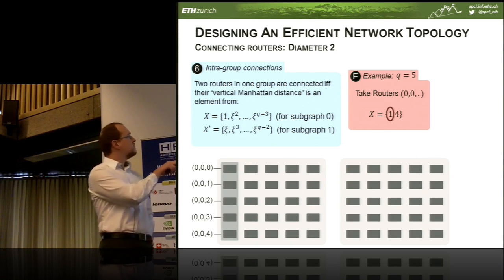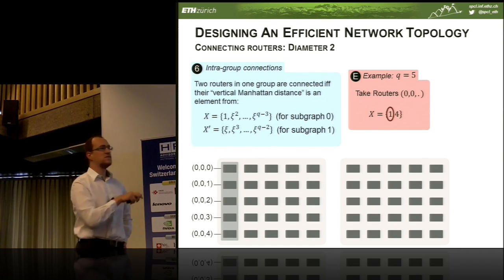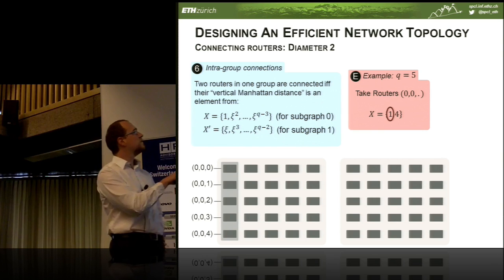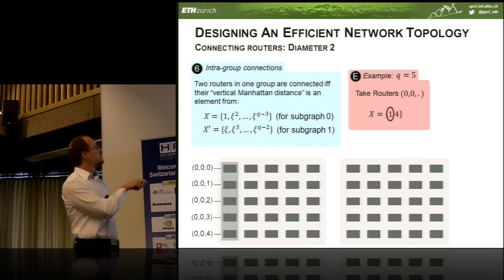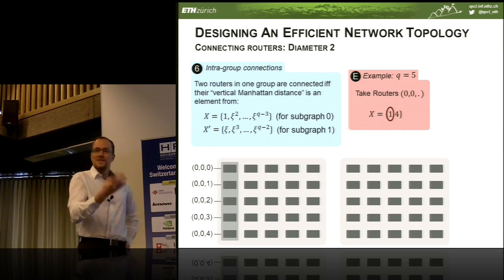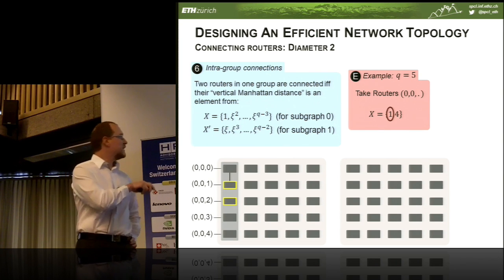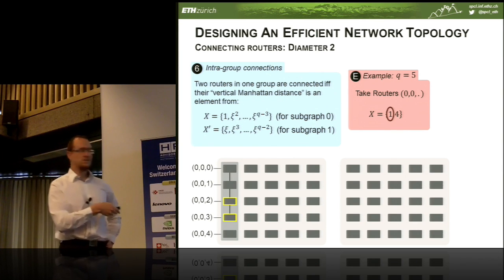We take subgraph 0, this guy, and each group in this graph, right? Remember, these groups will have identical structure. And we look at the first element in this even powers of the subgraph, right? This is 1 in this case, because the eta was 2. 2 to the 0 is obviously 1, right? And so we connect all of the vertices that have Manhattan distance exactly 1 in this graph. Right?